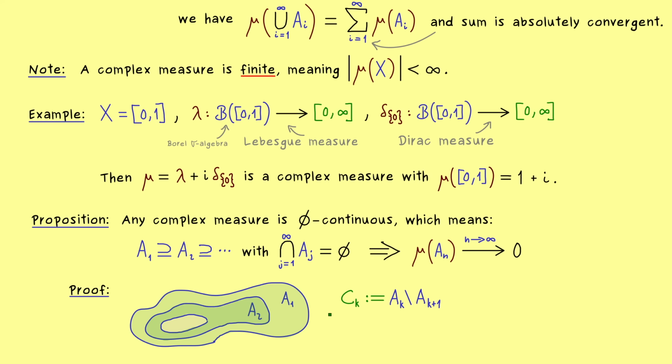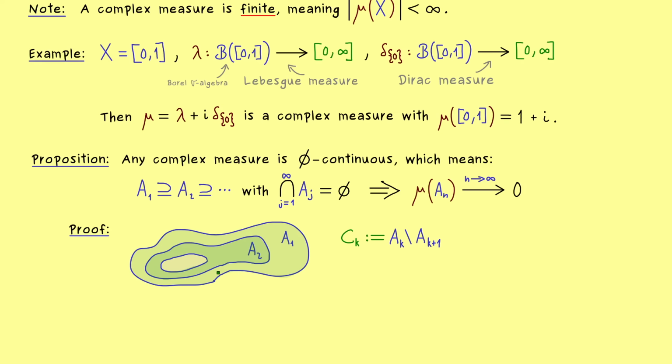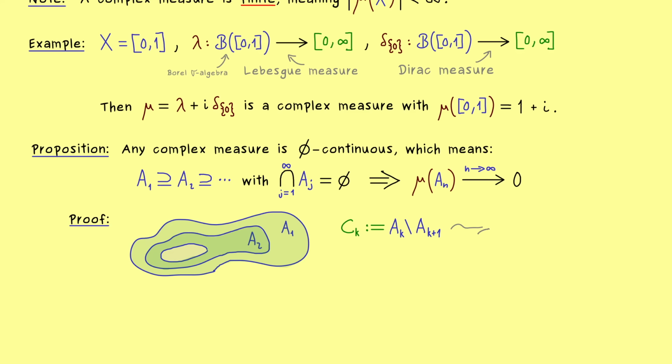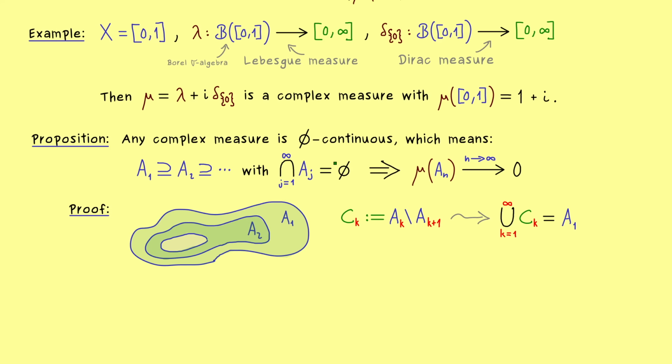So in the picture, the sets C_k have this ring structure here. And then immediately by definition, we have disjointness of the C_k sets. And in addition, it's also not hard to see that the whole union is just our original set A_1. And with that, we have a nice collection of subsets where we can apply our sigma additivity of mu. And since there is an infinite sum included in the sigma additivity, we can first have a look at the finite sum. So we have mu of C_k and we sum from 1 to n.